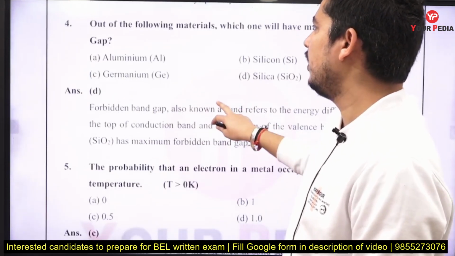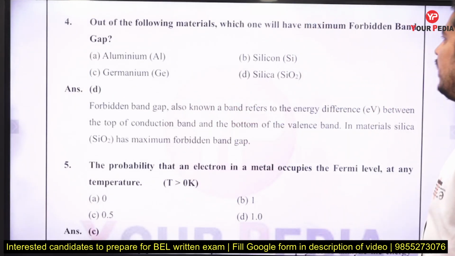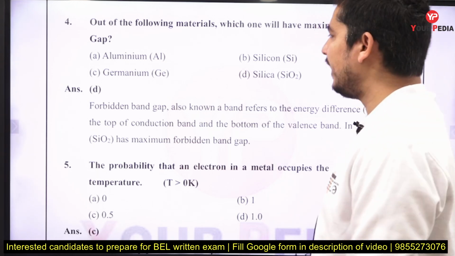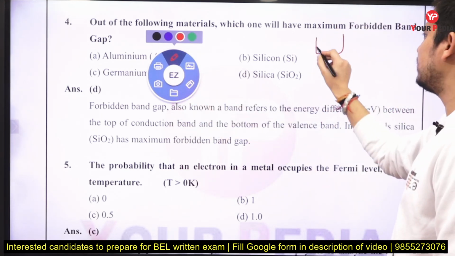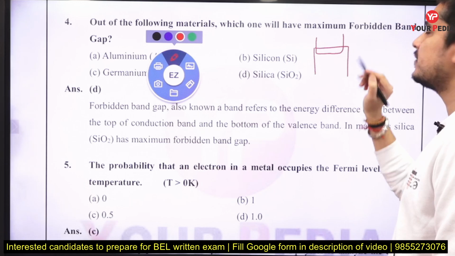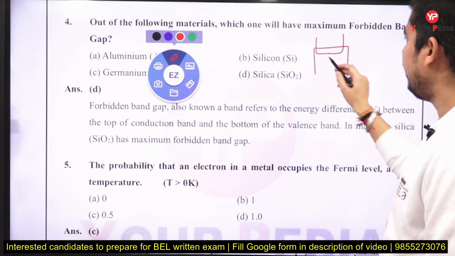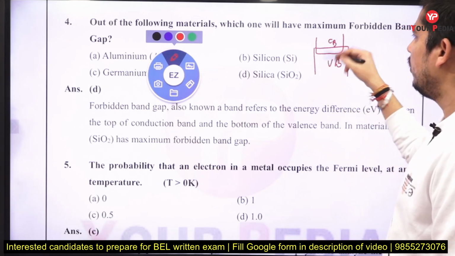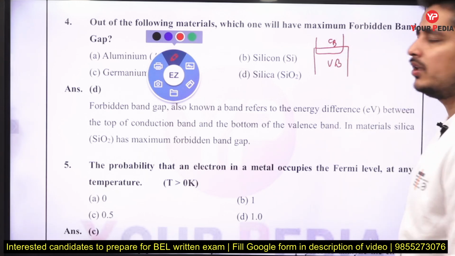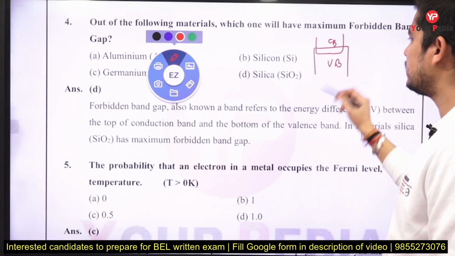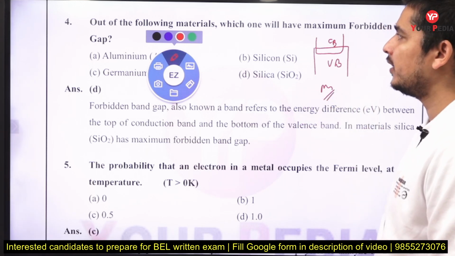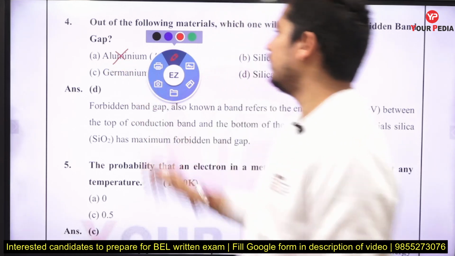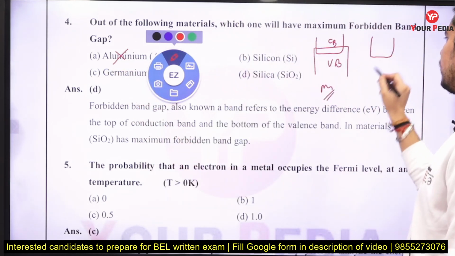Right, next. Out of the following materials, which one has the maximum forbidden band gap? See, if I am talking about the band gap, inside the metal the valence band will overlap with the conduction band. So there is no forbidden energy gap inside metals. So aluminum is a metal, there is no forbidden energy band gap inside it, so it is not the answer, right? Next one is semiconductor.